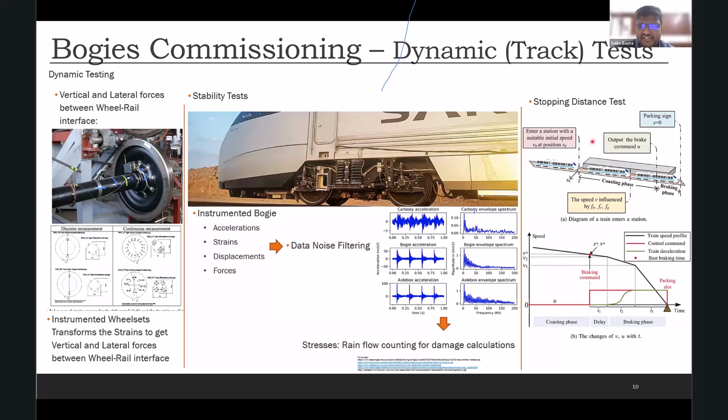And of course, the last test is the stopping distance test. So we know from maybe the first slide that the customer wants the train to stop within a certain distance. So these are those tests. We apply the brake at a certain point in time, and then we see how much time it took for the speed to reach zero, and in that duration, how much distance it has traveled, and whether it is within the limits or not. So these are the different tests that we do.